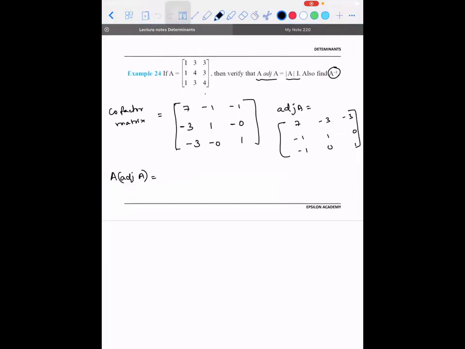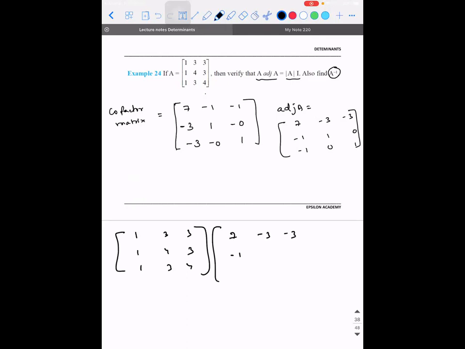Is there anyone who is not able to understand? So A is 133, 143, 134. Adjoint of A is 7 minus 3 minus 3, minus 1, 1, 0, minus 1, 0, 1.